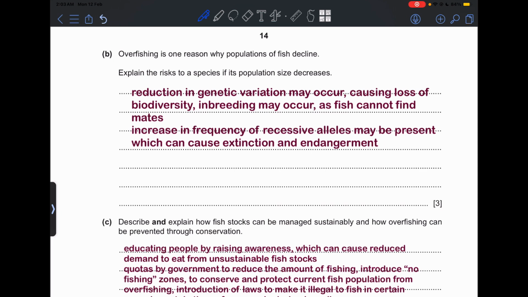Increasing frequency of recessive alleles may be present, which can cause extinction and endangerment. So when recessive alleles are present in many fish, they can cause extinction and endangerment, because the fish cannot fight, for example, any environmental pressure on them because they have recessive alleles. So there will be a higher risk of extinction again.